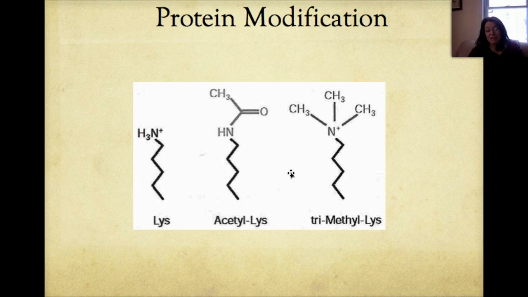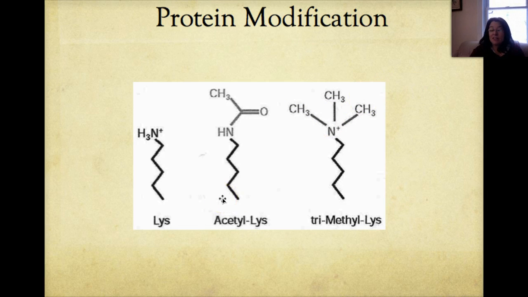Now we can modify that and turn this into acetyl lysine by adding this accessory group up here, this acetyl group. We can also modify it and turn it into trimethyl lysine by adding these accessory methyl groups. And that's what we would refer to as chemical modification.